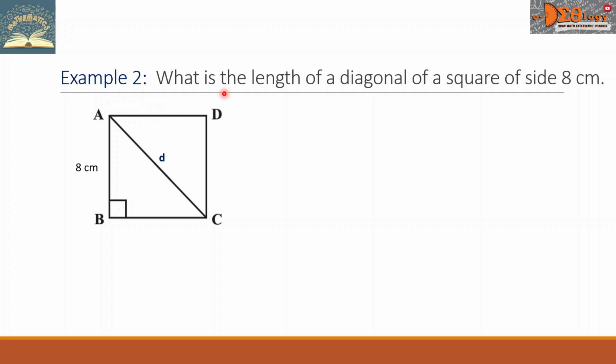Example 2. What is the length of a diagonal of a square of side 8 cm? Look at our figure here. We have the square ABCD. One side is given as 8 centimeters. That means all sides are 8 centimeters. This is the diagonal D. Notice that we have the isosceles right triangle ABC.